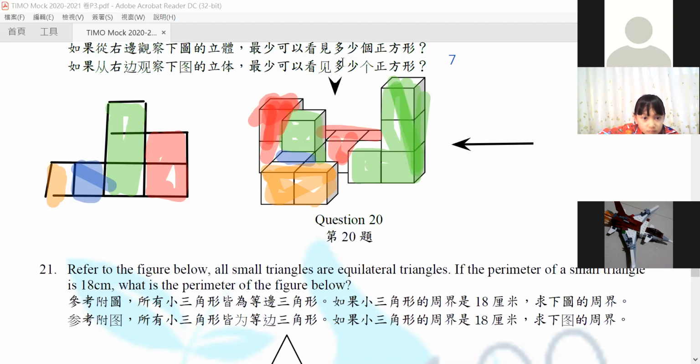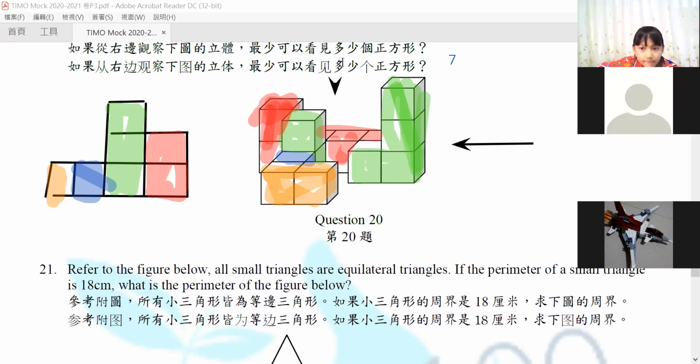Not eight squares, just seven squares, no? Are you talking about the next question? No, next question, the perimeter is not 8. So Snow, what is our question? We actually get 7. Yes, 7.